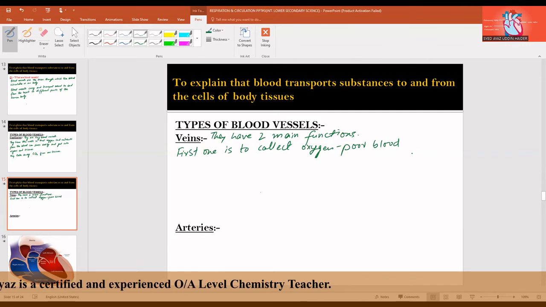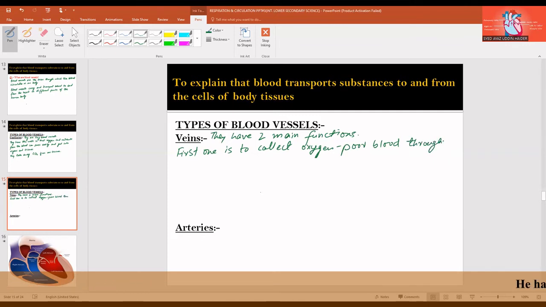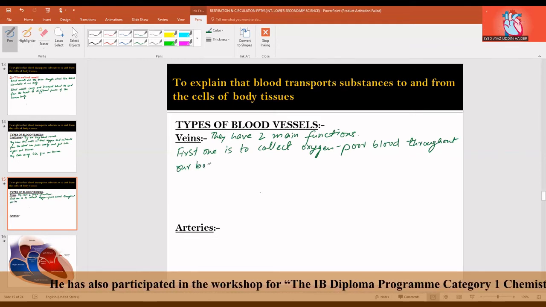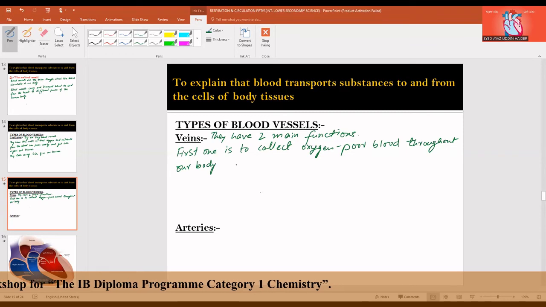throughout our body and then bring it back to the heart.